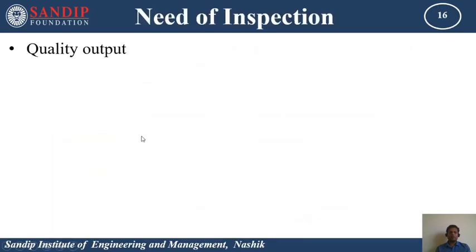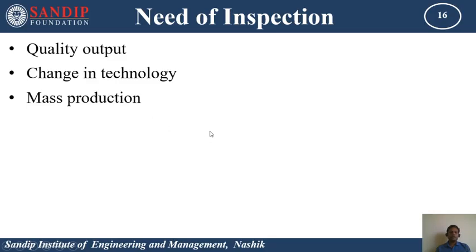Now the need of inspection. We know that there are some parameters, and based on those parameters we judge the quality of our product. The very first point is quality output: how much quality output we are going to get, how much input we are providing, and according to that how much output we get. It depends upon the kind of inspection process implemented during the processes. Second one is change in technologies. Third is mass production.